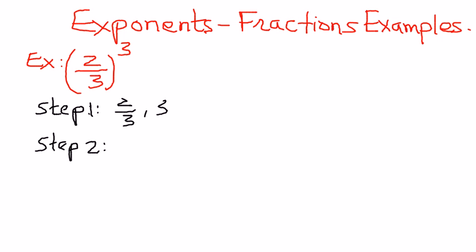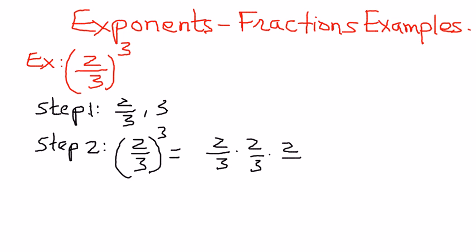Therefore, 2 over 3 raised to the power of 3 can be expanded as follows. 2 over 3, the fraction, the base term, will be repeated 3 times. 2 over 3 times 2 over 3 times 2 over 3. We multiply the numerator parts. We multiply the denominator parts. 2 times 2 times 2 divided by 3 times 3 times 3.